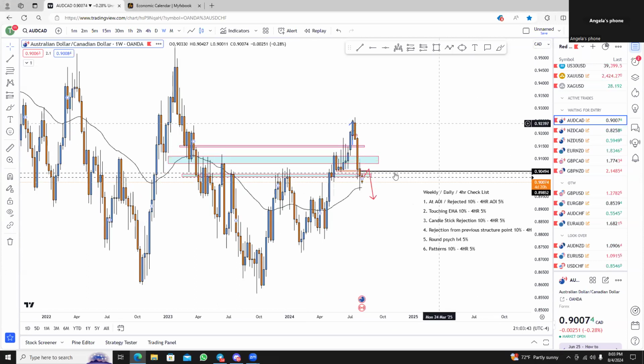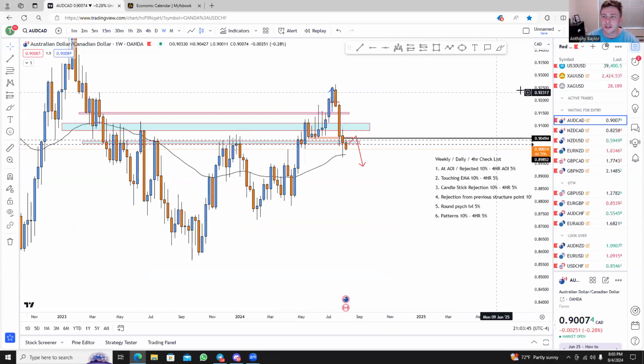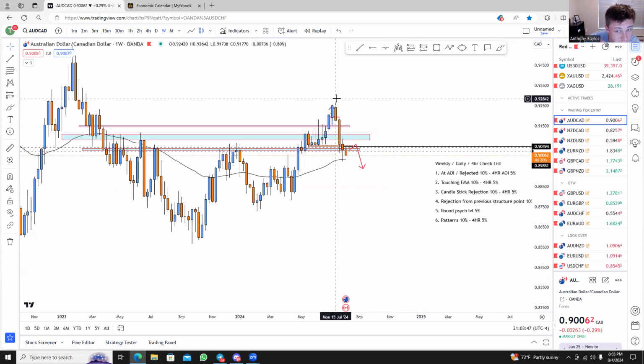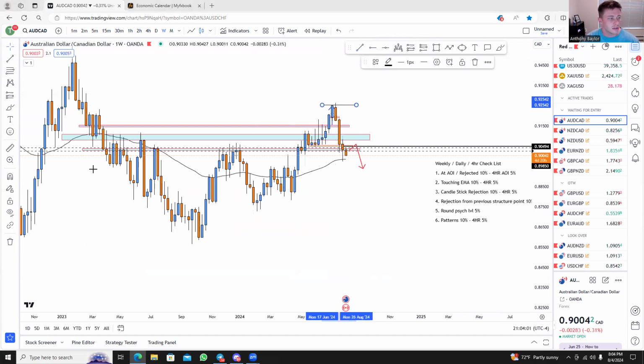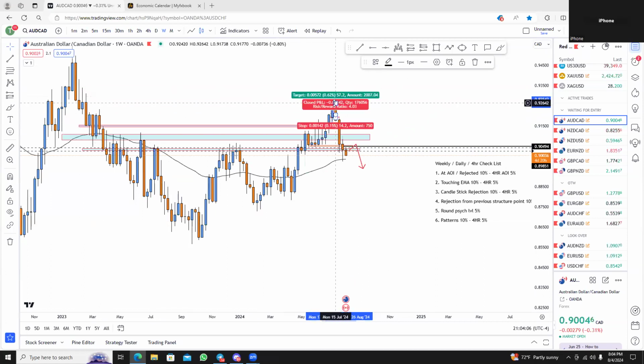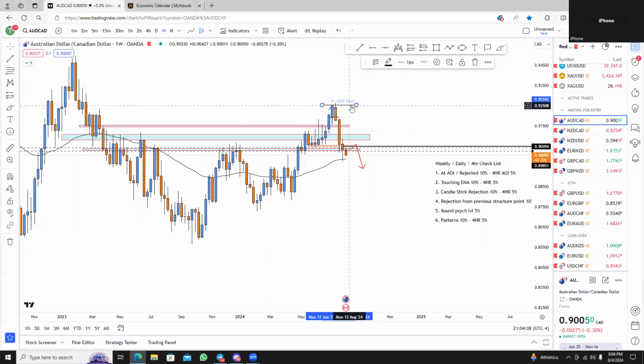So AUD CAD, they're on the weekly chart here. Obviously we got a higher high, higher low, break of structure here. There's your higher high. And here's your lower high, or higher low. So now we got a break of structure right here on this zone.